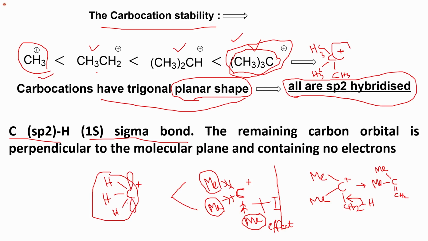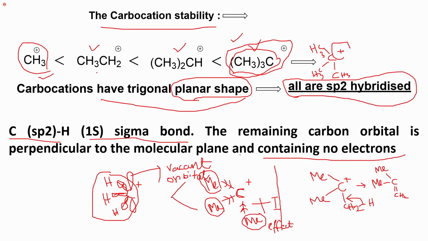Here is how the bond is forming: one lobe comes from the carbon and another lobe comes from hydrogen. My drawing is not good, but don't go by the drawing, just imagine how this bond is forming. In this way the bond formation happens, and this is the vacant orbital. It contains no electron, that is why it is a vacant orbital.